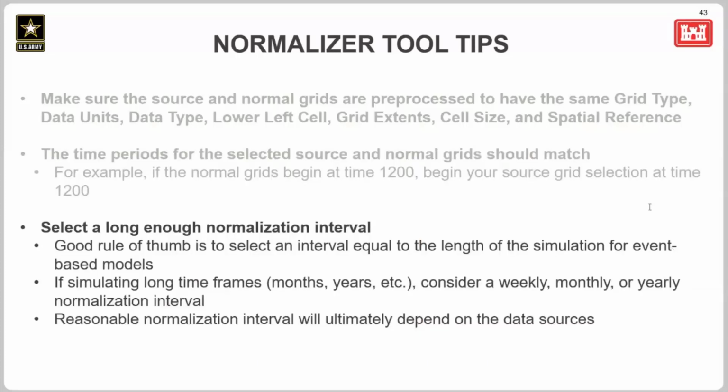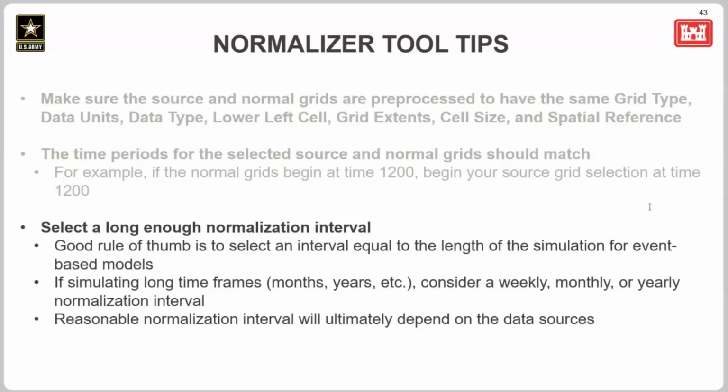And then the third tip is to make sure you have a long enough normalization interval. So hopefully that was clear. A good rule of thumb is to pick an interval that's equal to the length of your simulation. If you're doing an event-based model like the Sonoma Creek model, if you've got longer time frames like months or years, you could do weekly, monthly, yearly normalization intervals. It really just depends on your preference and also what sort of data you're working with.